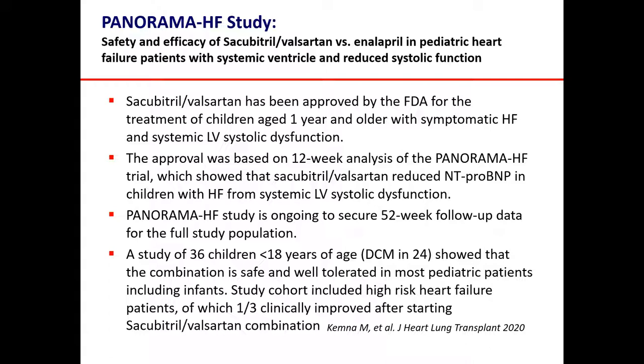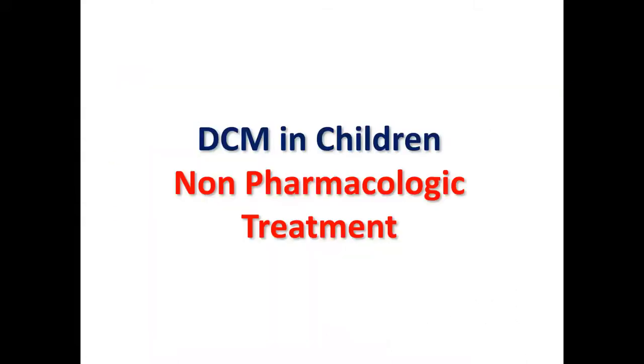In fact, subsequently, one more study came of 36 children where DCM was present in 24, where again, its safety was proven. It was also well tolerated. The study cohort included usually high-risk failure patients, of which one-third clinically improved after starting the sacubitril-valsartan combination. So I think more and more data is coming on this drug in children, but as of now, anybody above the age of 1 year, I suppose we could try giving this drug and see the response. It probably may score a little bit more over enalapril, but I'm not sure because we don't have that data. We only have NT-proBNP level improvement with this drug compared to enalapril.